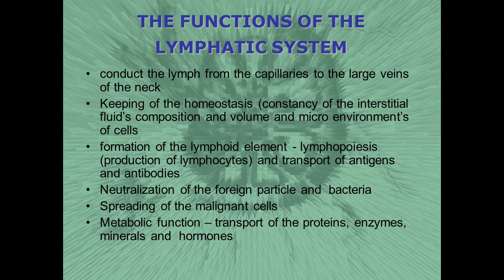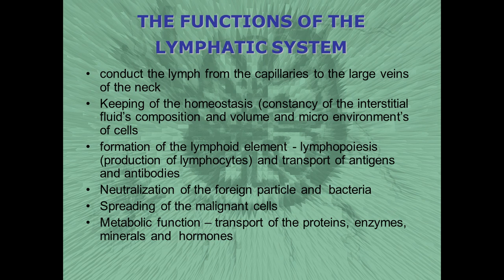The next function is formation of the lymphoid elements, in one word, lymphopoiesis, production of lymphocytes, and transport of antigens and antibodies. The next function is the neutralization of foreign particles and bacteria. That's why we're talking about the lymphatic and immune system together, because these two systems are very close to each other.